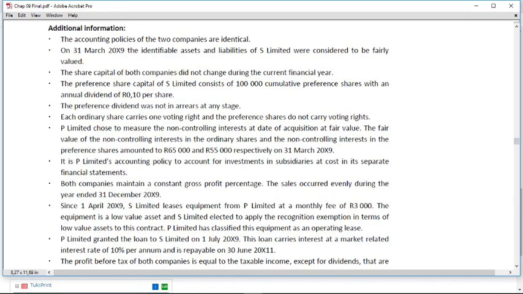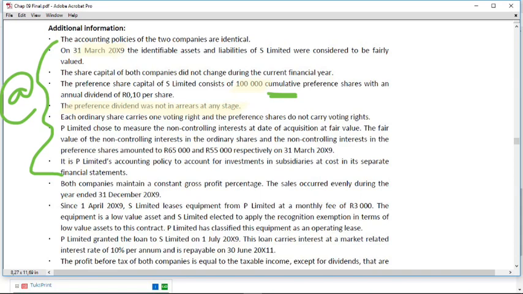When you look at the additional information, all your bullets from the start up until there is everything you need for at acquisition date purposes. Your acquisition date is now 31 March. The identifiable assets and liabilities were considered to be fairly valued. The share capital didn't change. The preference share capital of S still consists of 100,000 cumulative preference shares with an annual dividend of 10 cents per share. The preference dividend was not in arrears at any stage.